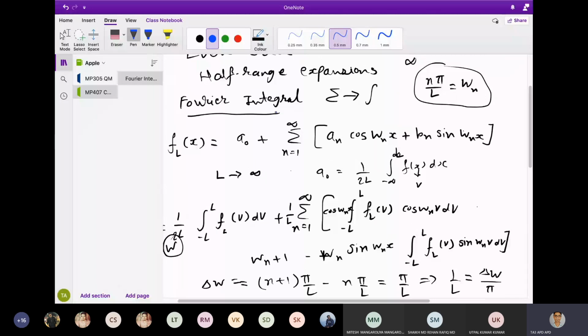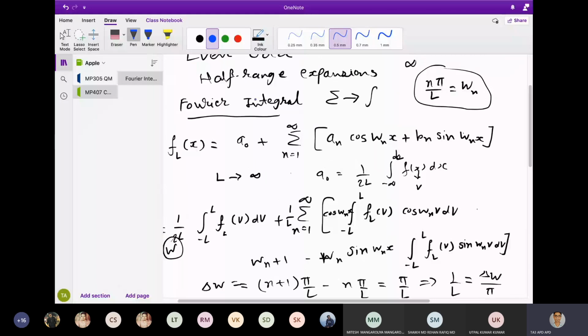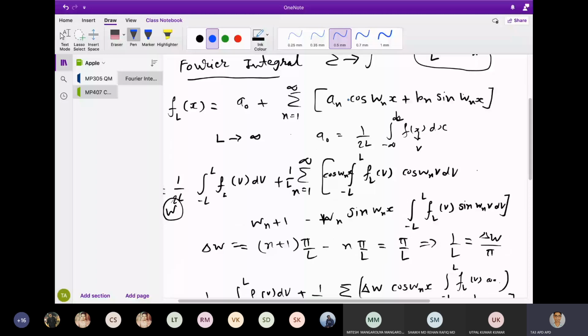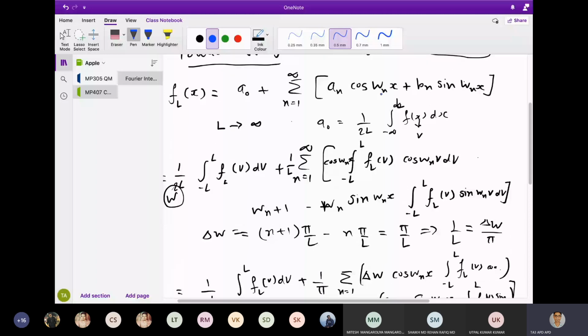Yeah, so we started with this idea where we wanted to replace this summation by an integral. So we chose this parameter n pi by L to be equal to w sub n, and then we have written this Fourier series in the form of w, our new parameter that we have introduced. In this Fourier series, we want to let L tend to infinity.